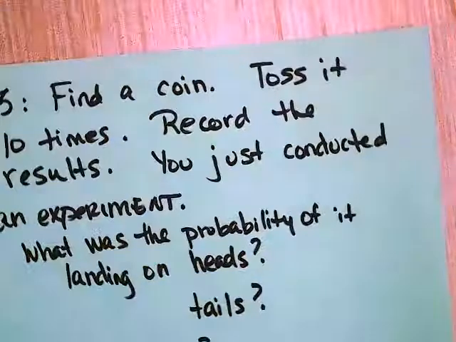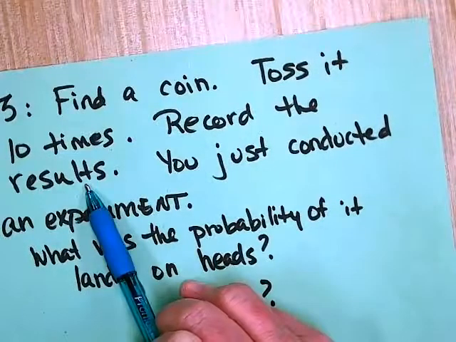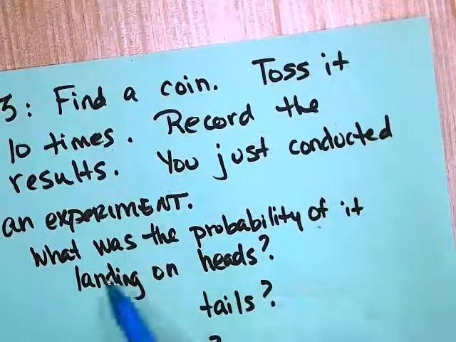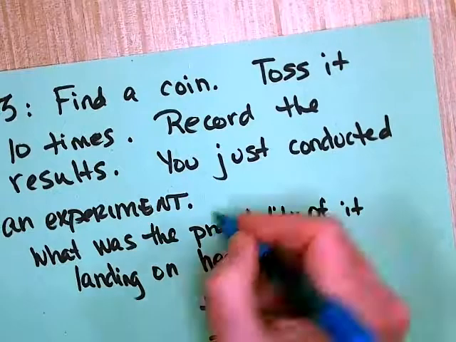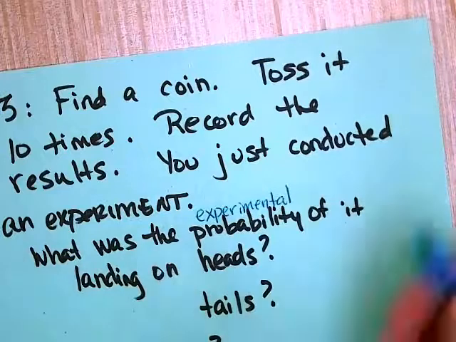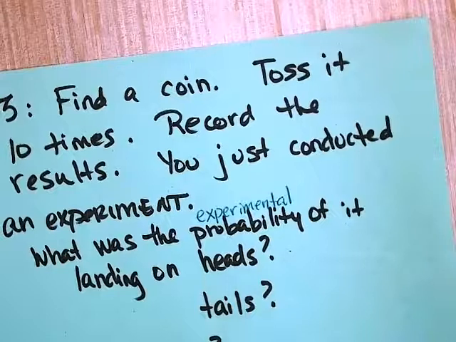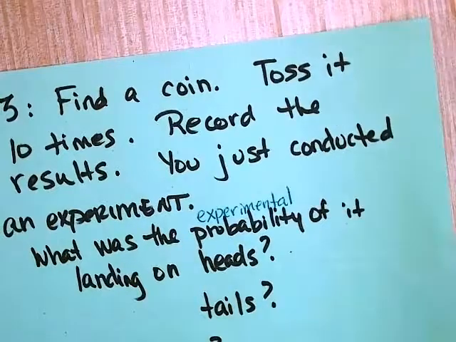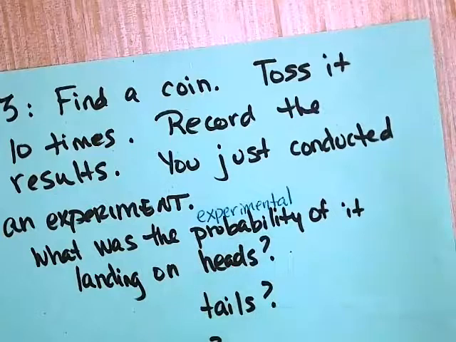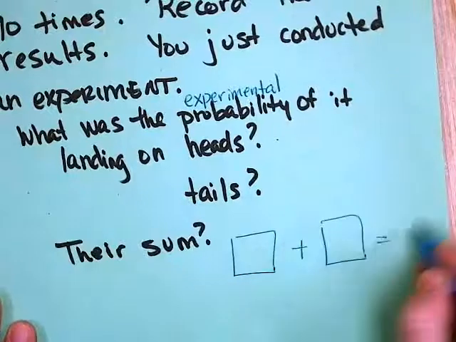Okay, I want you to stop the video and find a coin. I want you to toss it 10 times and record the results. You just conducted an experiment. What was the probability of it landing on heads? Experimental. That means if you flipped it and 3 times it landed on heads, it's 3 out of 10. If 7 times it landed on heads, it's 7 out of 10. Then tell me the experimental probability of it landing on tails, and then I want you to add them together and tell me what you get.